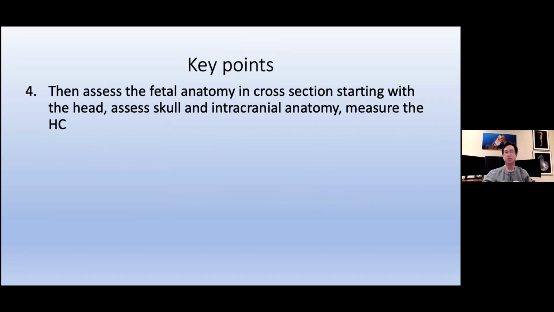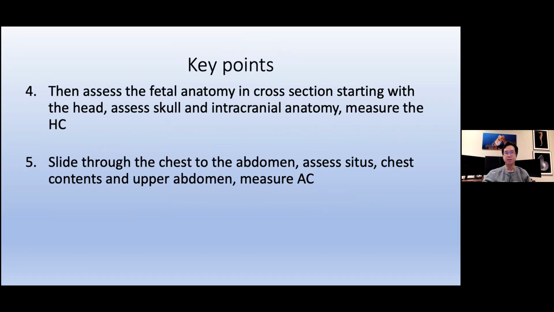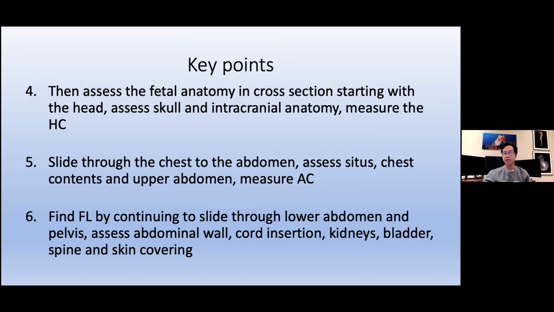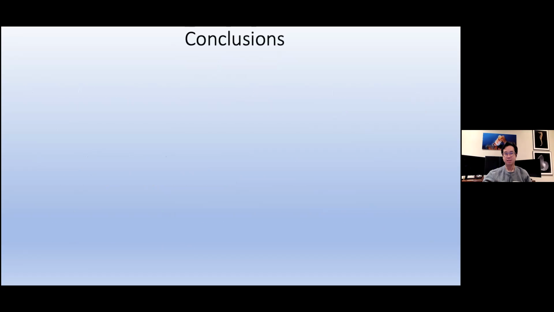Then you assess the fetal head: check the skull, intracranial anatomy, head circumference, and biparietal diameter. Then you can slide through the chest to the abdomen, okay? You can assess the situs quickly because you can see where the heart is relative to the stomach. Then you look at the upper abdomen, measure the abdominal circumference, and keep going down, measure the femur length, and as you scan through the abdomen, check the abdominal wall, cord insertion, kidneys, bladder, and then evaluate the spine and skin.